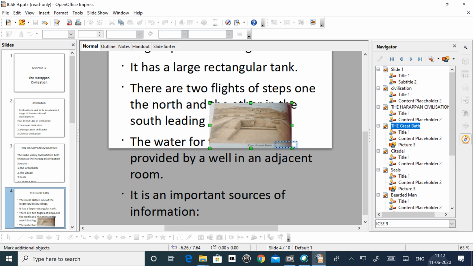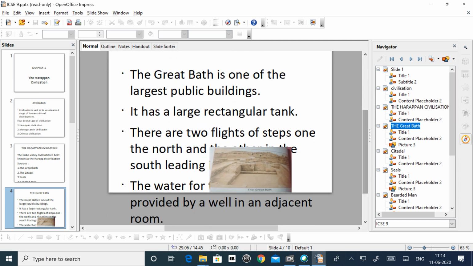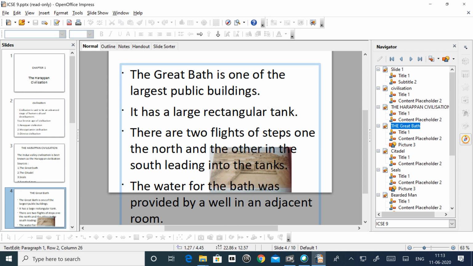What are the important features of Great Bath? The Great Bath is one of the largest public buildings. The first feature is that it is the largest public building, and it has a large rectangular tank. There are two flights of steps, one in the north and other in the south, leading into the tank. And the water for the bath was provided by a well in an adjacent room.